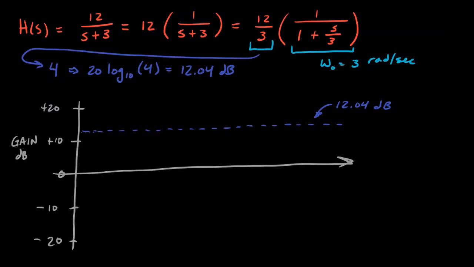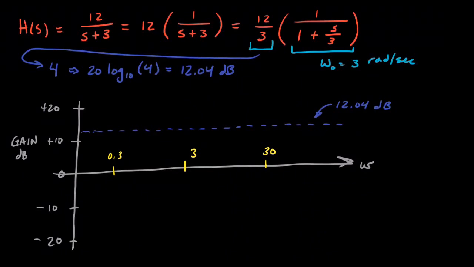This simple pole exists at 3 radians per second. So I'm going to go ahead and mark this as 3 radians per second, and say this is our omega. Now we're really plotting omega on a log scale, but we're going to label it, instead of with the exponents, with the actual value. So this is 3 radians per second. If I go 10 times higher in frequency, I would have 30 radians per second, and down here I would have 0.3 radians per second.